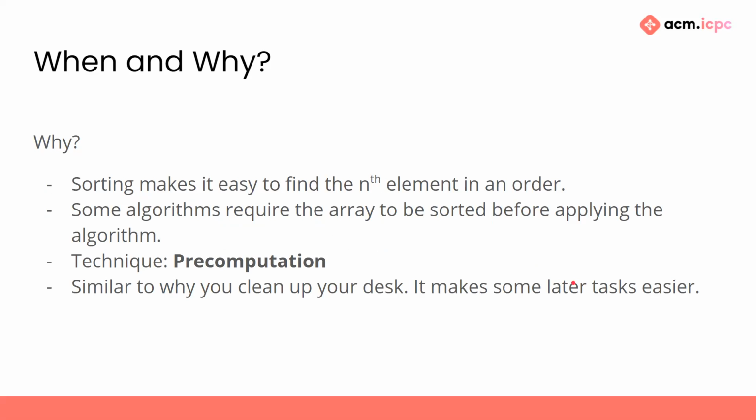Now, why would you sort? First of all, sorting makes it easy to find the nth element in an order. So for example, if you have a vector of integers and you want to find the 5th largest element in an unsorted array, you would have to iterate through the entire array. However, if you sort the array beforehand, you can just index to the 5th last element in the array, and that would be the 5th largest element.